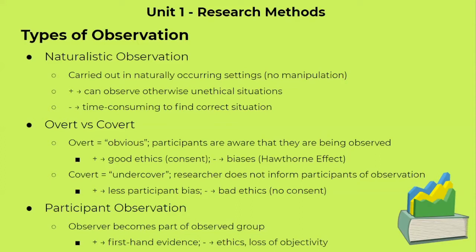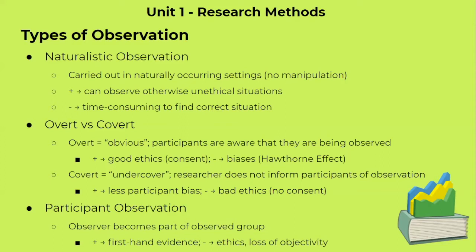A major limitation of naturalistic observation would be that it would be time consuming to find the correct situation that you want to study. Intergroup conflicts, for example, like a war or something, won't be happening all the time. So you're going to have to wait patiently to find out when you can observe that or just somehow find an opportunity. So it might be very time consuming to obtain that.